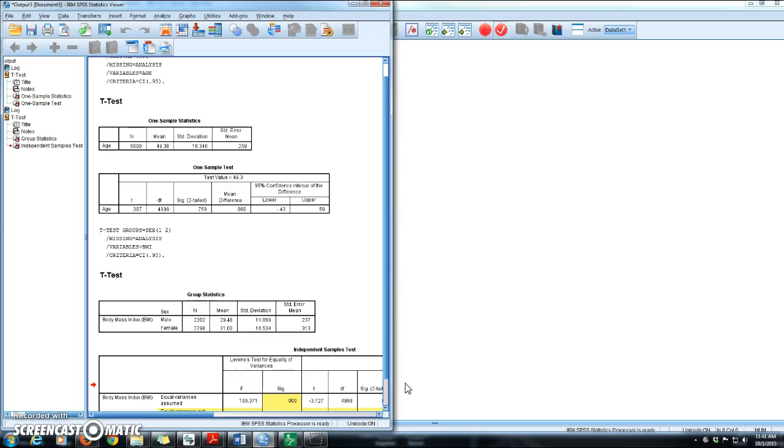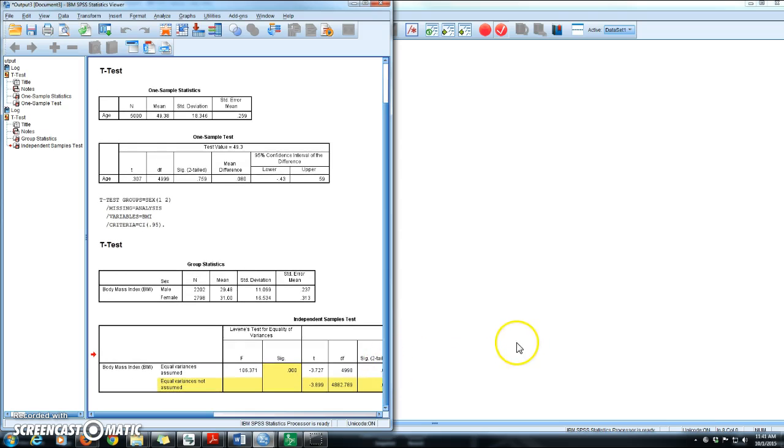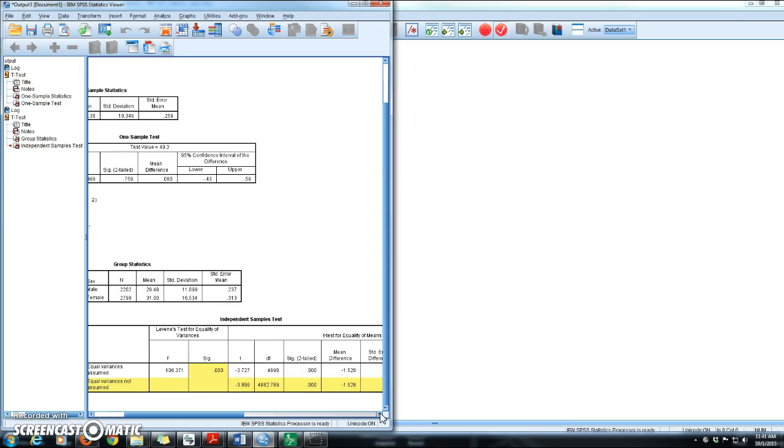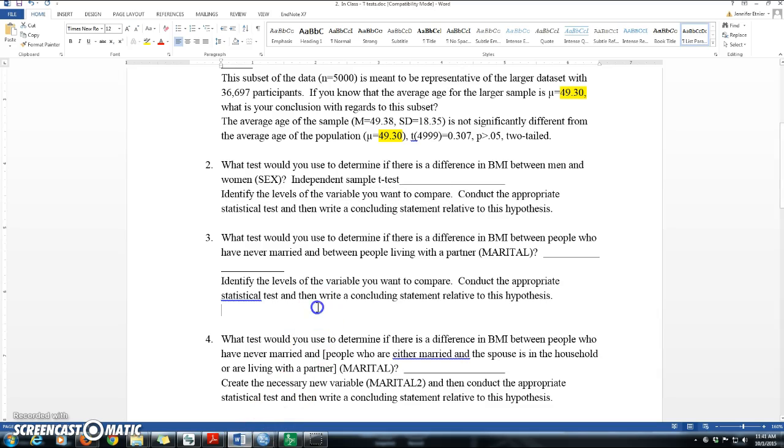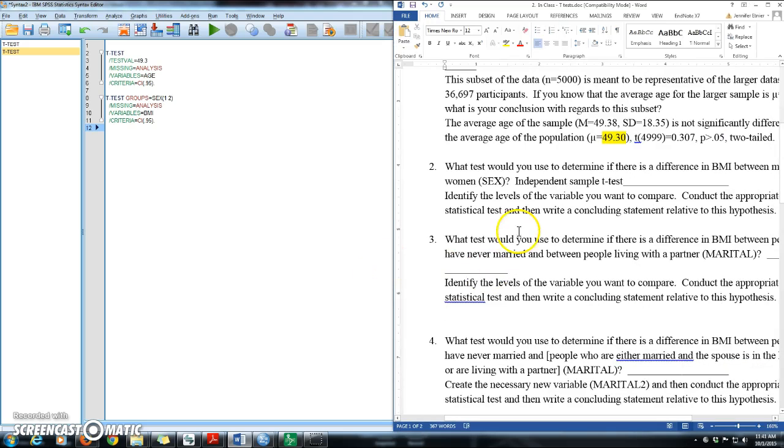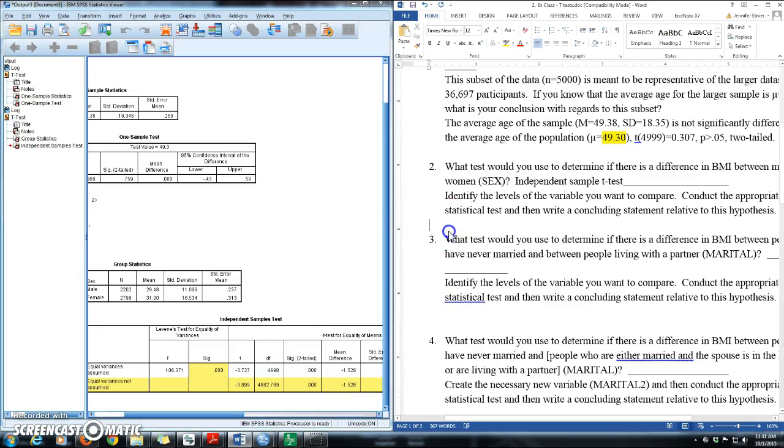So we're going to then want to write that data into our results. All right, so let me find my page. What we're going to say is that there is a statistically significant difference in BMI as a function of sex. There's lots of different ways you can say this, so you don't have to say it the way I wrote it. This is just one way to do it.